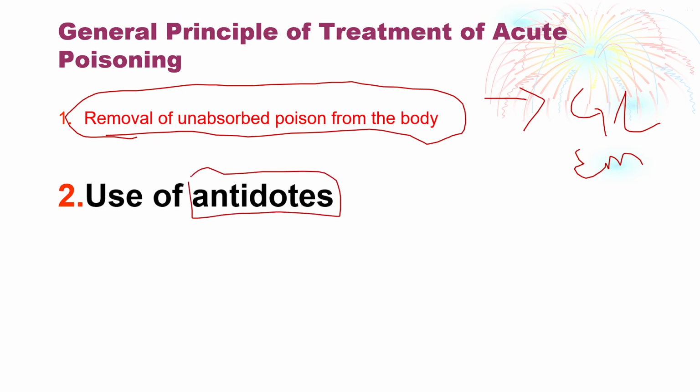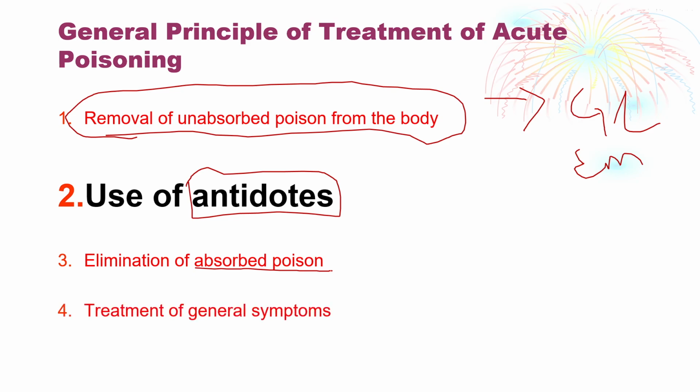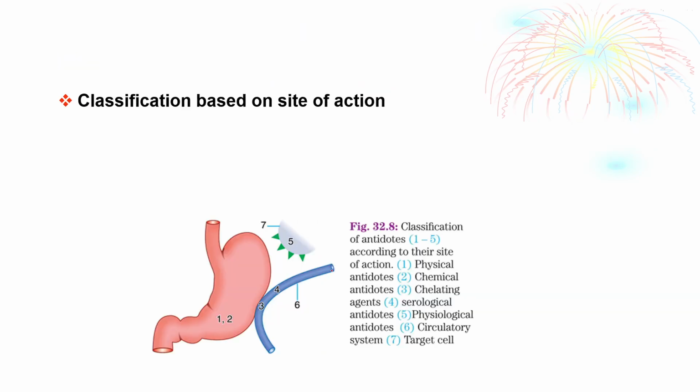Actually, this is the second step of general treatment of acute poisoning. Then comes elimination of absorbed poison by using the different processes of dialysis, and then general treatment of signs and symptoms and maintenance of the patient's general condition. So let's discuss the antidotes. We know the definition of antidotes. These are substances which are given therapeutically to counteract the action of any poison.